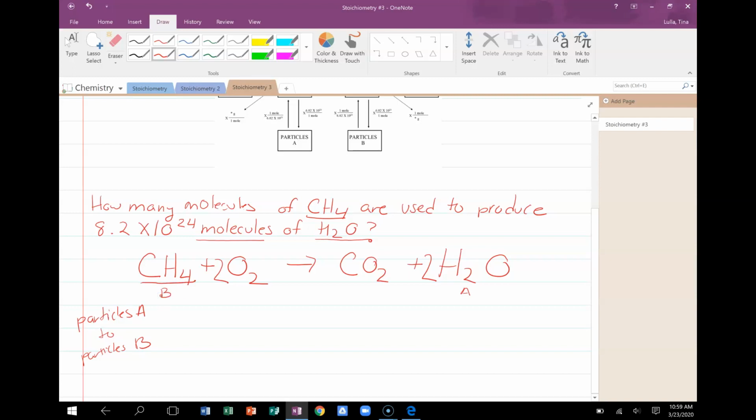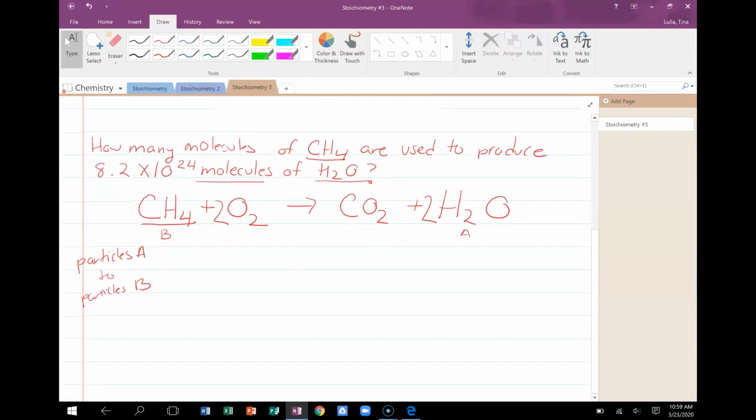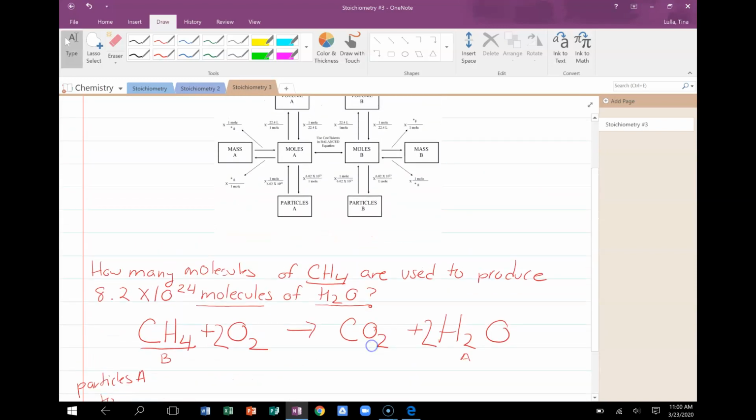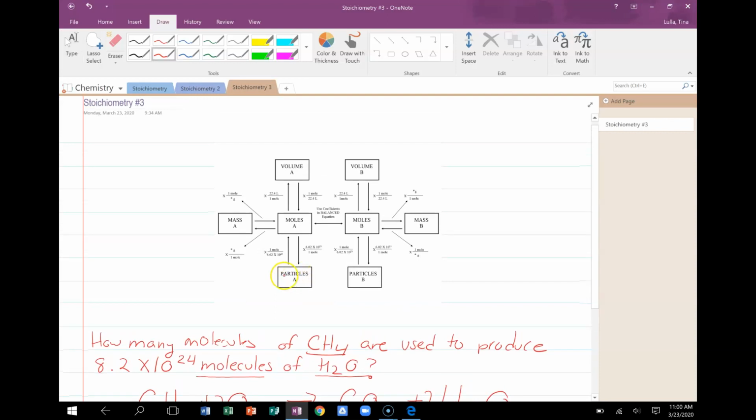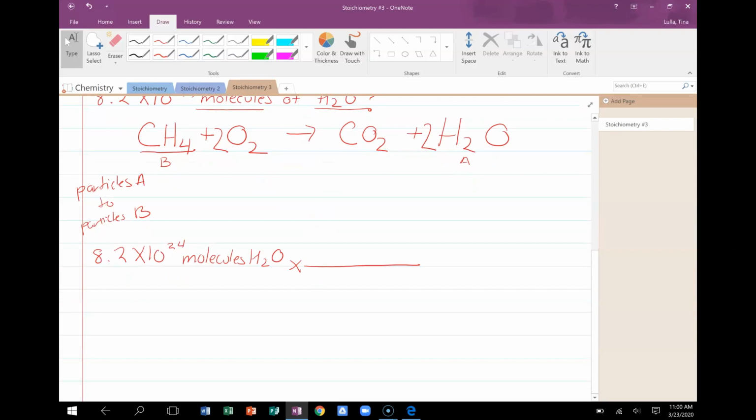Okay, I'm going to start with the number in the problem. I'm going to do this down here so I have a little bit of space. 8.2 times 10 to the 24th molecules water, X in line. Okay, this is a particles A to particles B problem. So let's just track it on our mole map. 1, 2, 3-step problem. Particles A to moles A is my first step. So I know I have to go from molecules of water to moles of water.